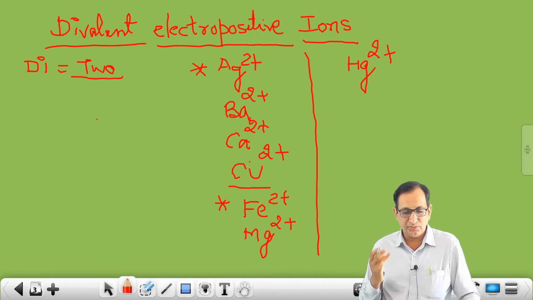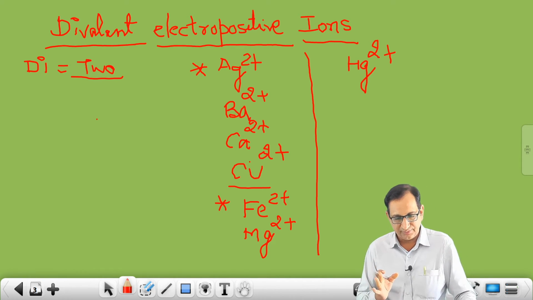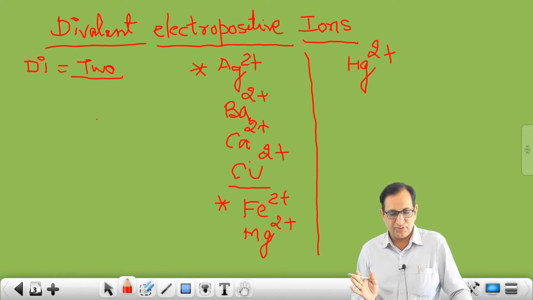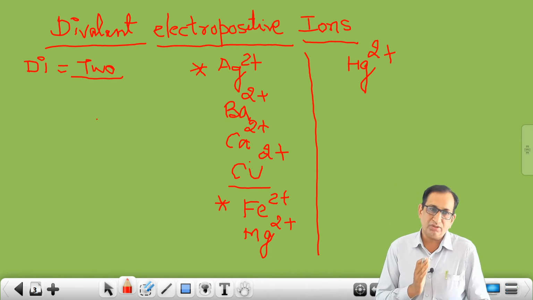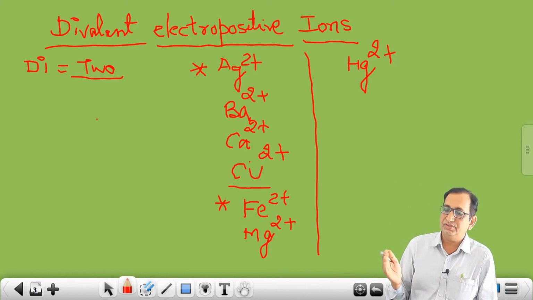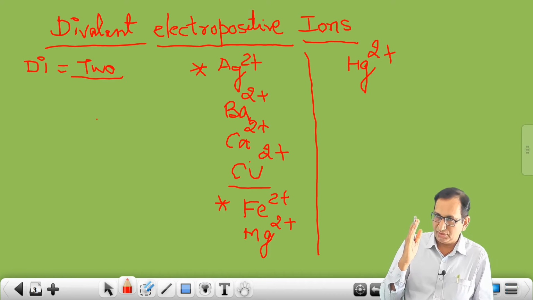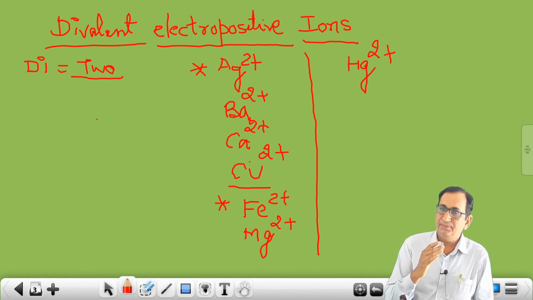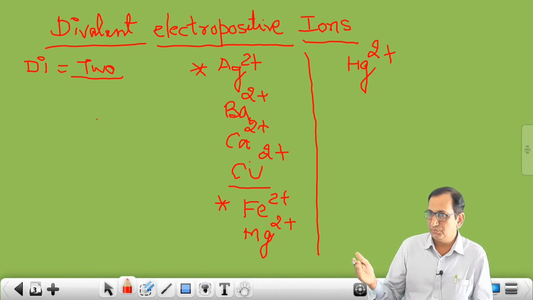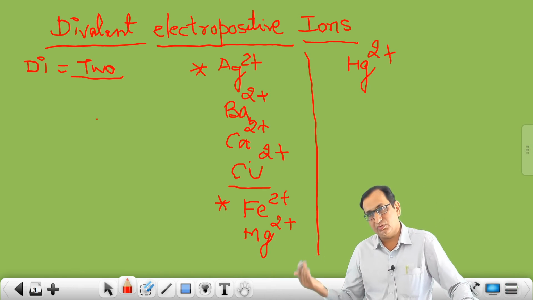This is your mercury, this is your copper, and this is your iron. These are very important, students. Copper has three types of variations, three valencies. I am talking about iron: plus 1, plus 2 also, and plus 3 also.